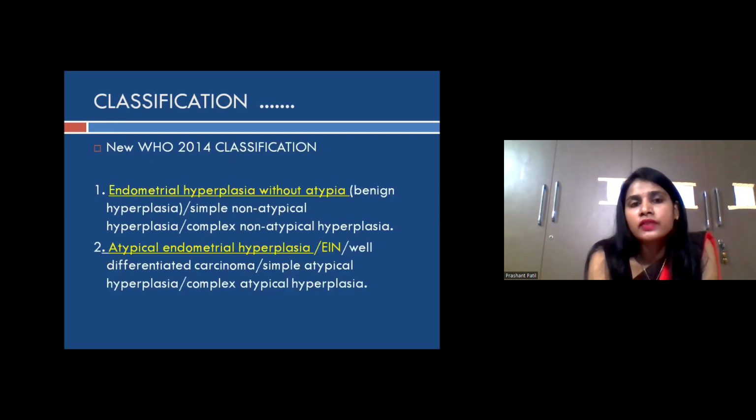But to simplify everything, the WHO has given a new classification which is currently followed, that includes only 2 types of endometrial hyperplasia. One is without atypia and another is atypical endometrial hyperplasia. Endometrial hyperplasia without atypia includes everything, simple and complex without atypia, and atypical endometrial hyperplasia includes endometrial intraepithelial neoplasia as well as simple and complex atypical hyperplasia. To avoid confusion in histopathology, this is the working classification followed right now.